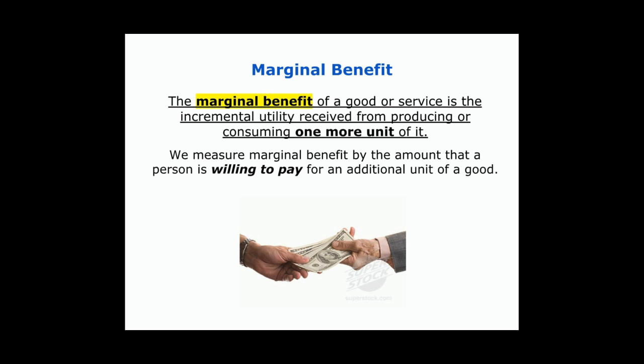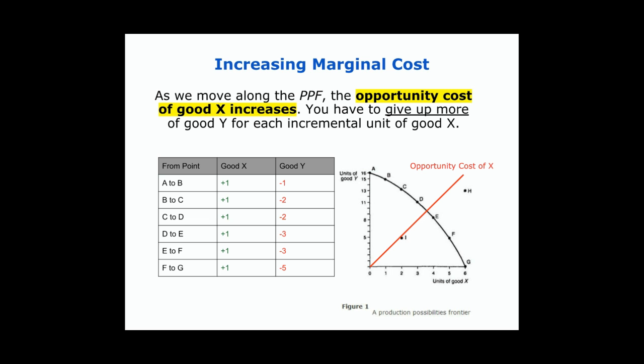The marginal benefit, conversely, is the incremental utility that I receive from either producing or consuming one more unit of it. So how much additional utility do I get? How much additional benefit do I get from that additional unit? And we measure the marginal benefit by the amount that somebody is willing to pay for an additional good or service.